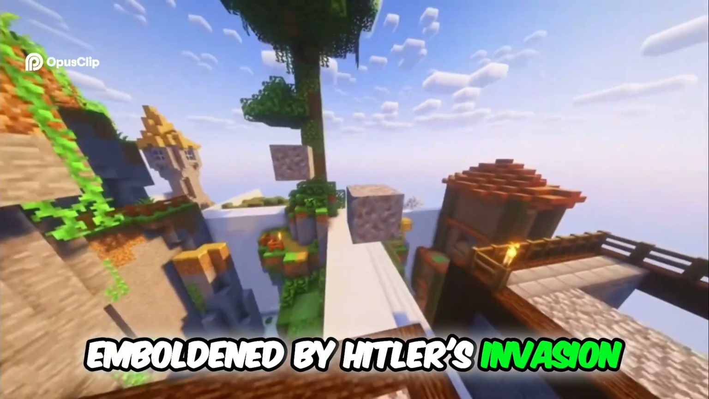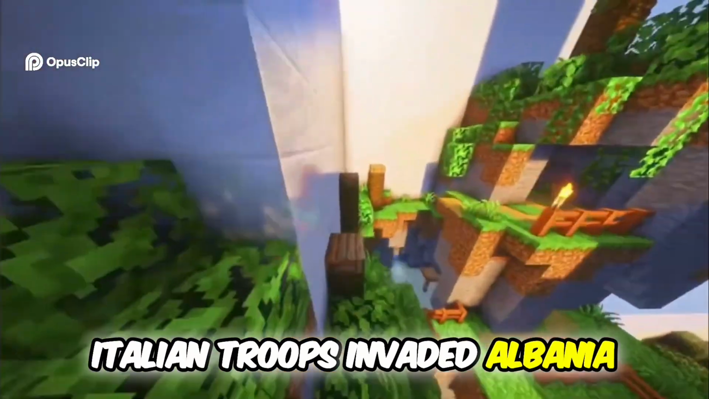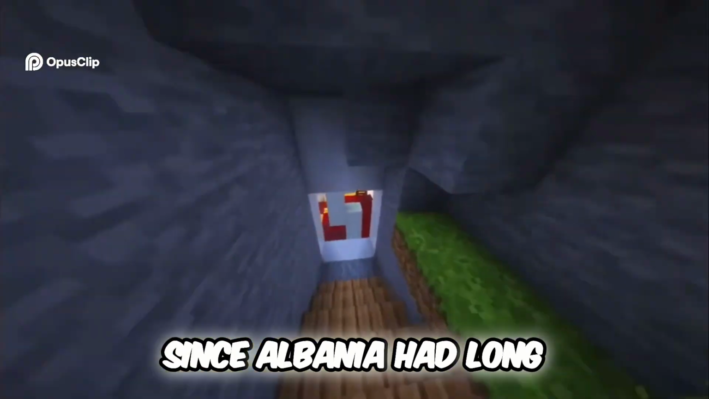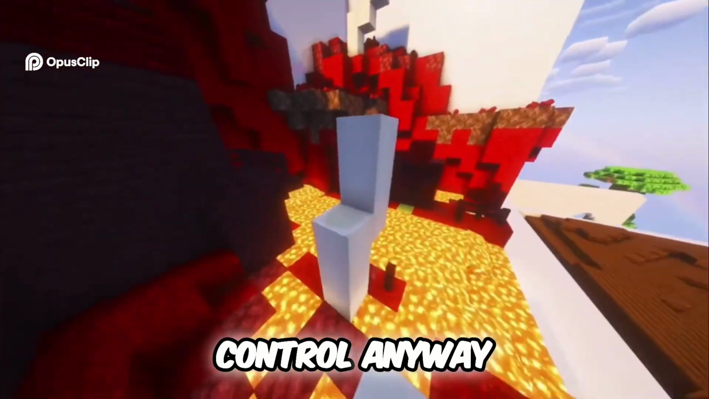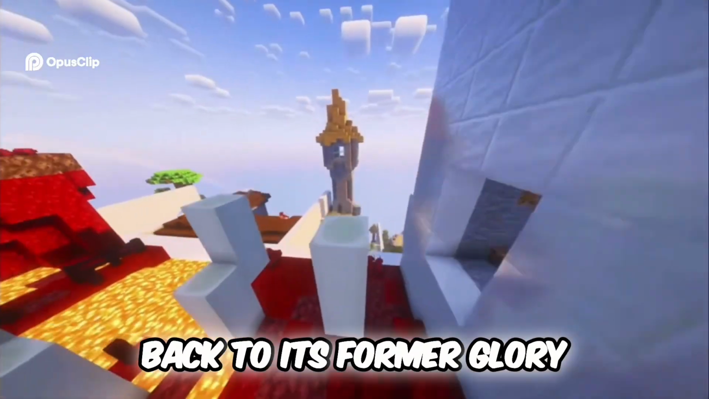Albania, 1939. Emboldened by Hitler's invasion of Czechoslovakia, Italian troops invaded Albania in April 1939. This was little more than a propaganda exercise, since Albania had long been effectively under Italian control anyway. However, it enhanced Mussolini's image as a conquering hero who was leading Italy back to its former glory.